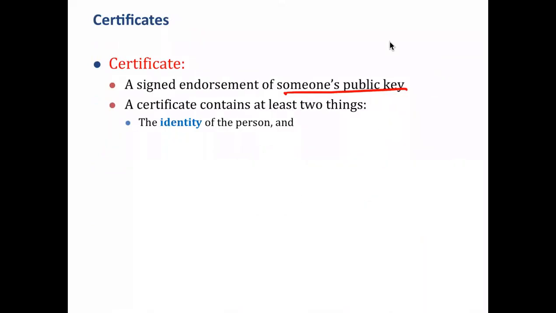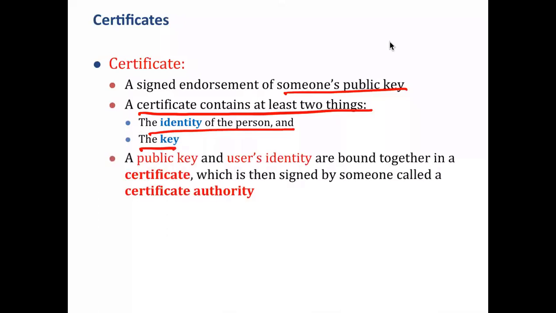So when somebody is vouching for Bob's public key, the person has to know Bob and then the public key. Only then does it mean that Bob's identity is known, and then Bob's key, and then it should tell that, yeah, this is Bob's key. Okay, so a certificate contains two things: the identity of the person and the key, which is nothing but the public key.